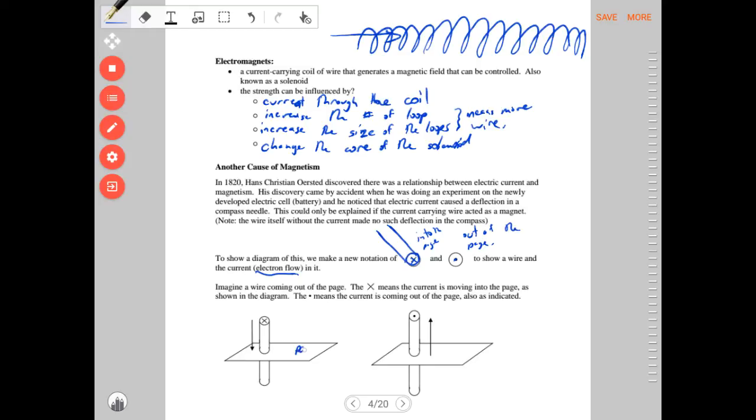So here's your page. The X means the current is going away from your eyes. So you basically have to look down on it. There's my little eyeball there. So you're looking down, and the current is going away from your eyes. Here, you're looking at the wire, and it is coming out of the page, coming towards you. All right, so there's some new notations that we can use to describe some of these effects.